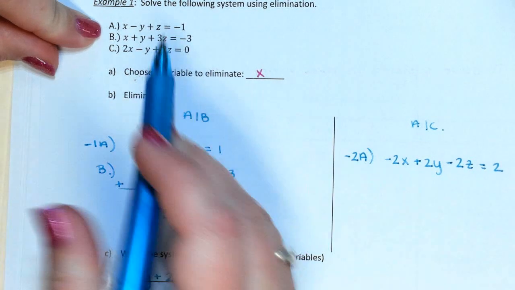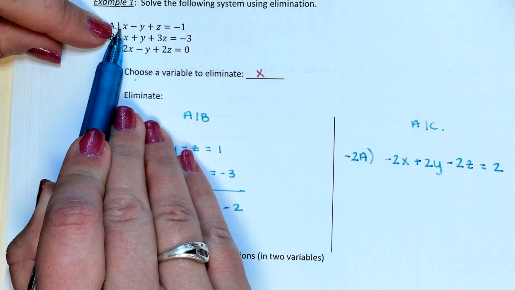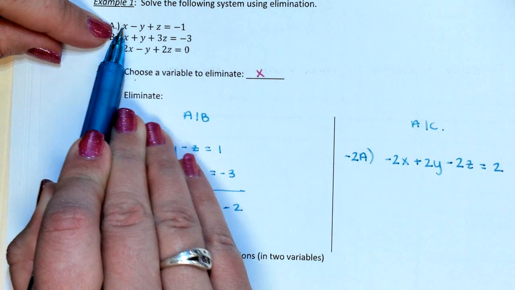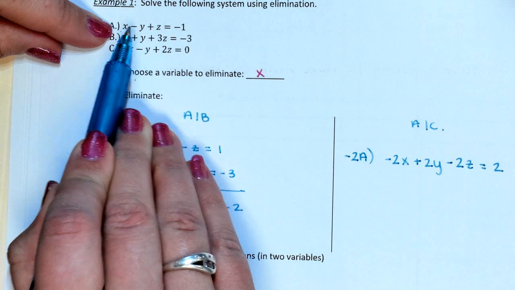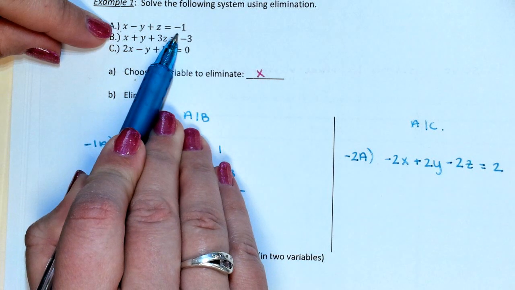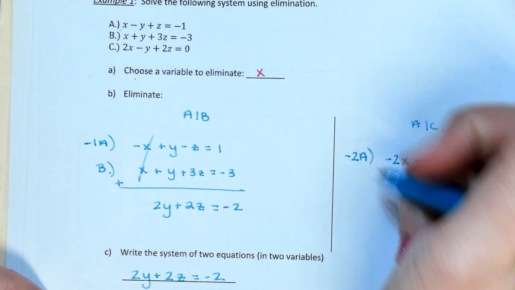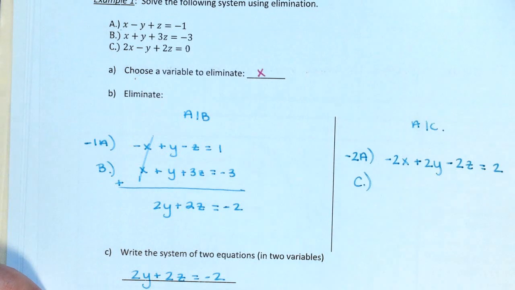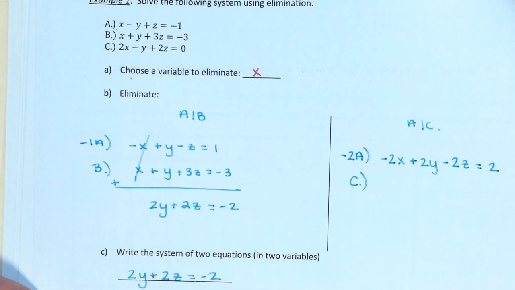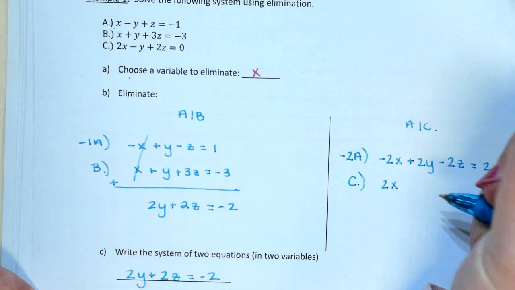Let's double check that I multiplied everything by negative 2. Multiply by negative 2, you get negative 2x. Multiply by negative 2, you get positive 2y. Multiply by negative 2, you get negative 2z. Multiply by negative 2, you get positive 2. That looks good. Then I have that. I'm not going to do anything with C. However, sometimes you do have to do something to both of them. But in this case, we only had to do anything to one.